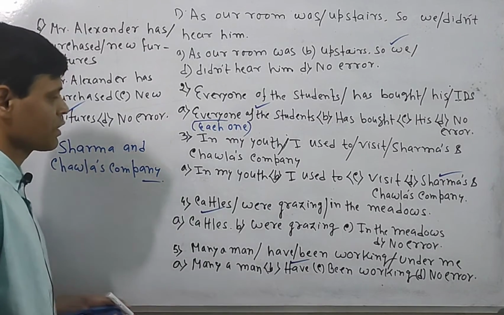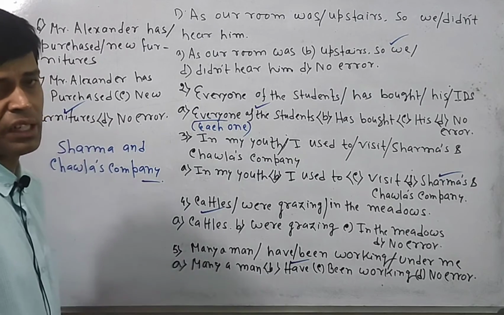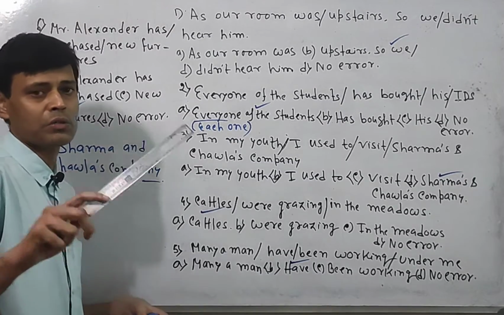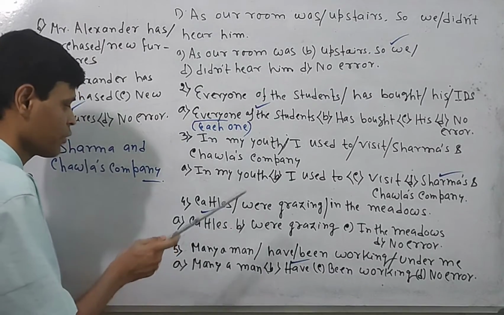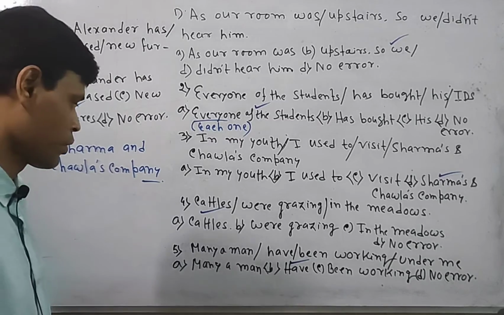In the next question, cattle were grazing in the meadows, or no error. Cattle itself indicates some kind of plural sense, so there is no need to use s after that, but here we have written it, so s should be omitted.